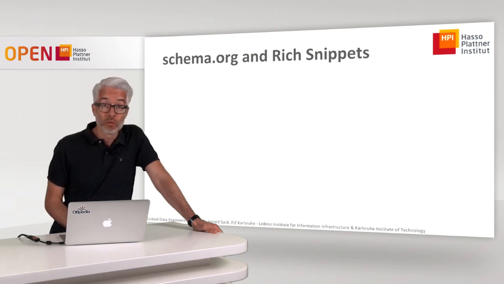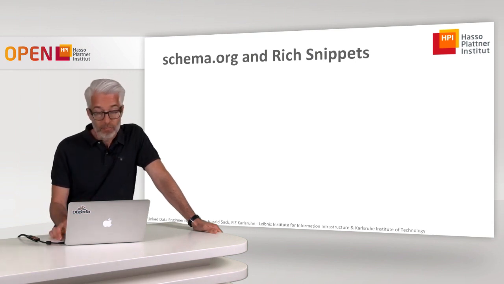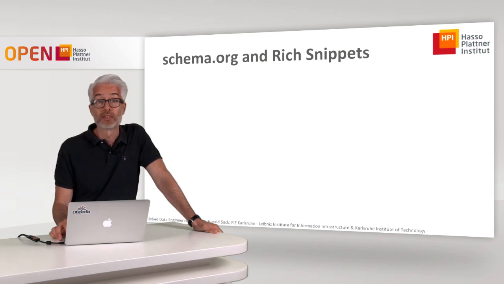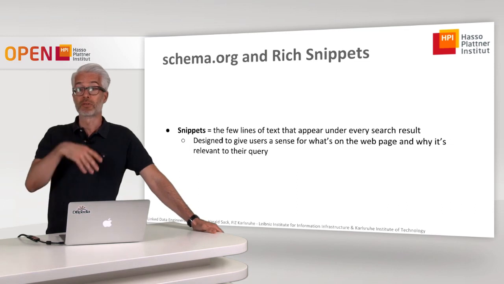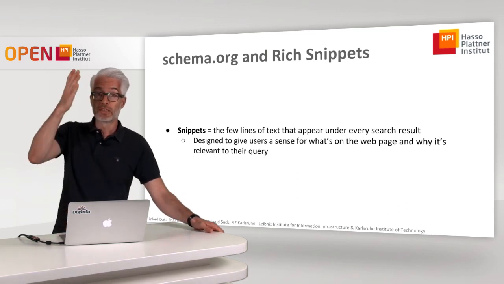What are search engines doing with schema.org? They are creating so-called rich snippets out of it. So what's a snippet? You know this, in a search engine, usually if you are looking for something, you see a result list.